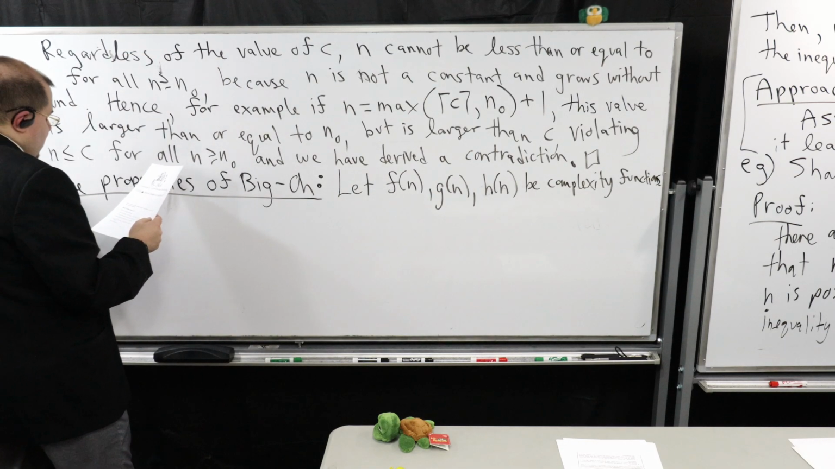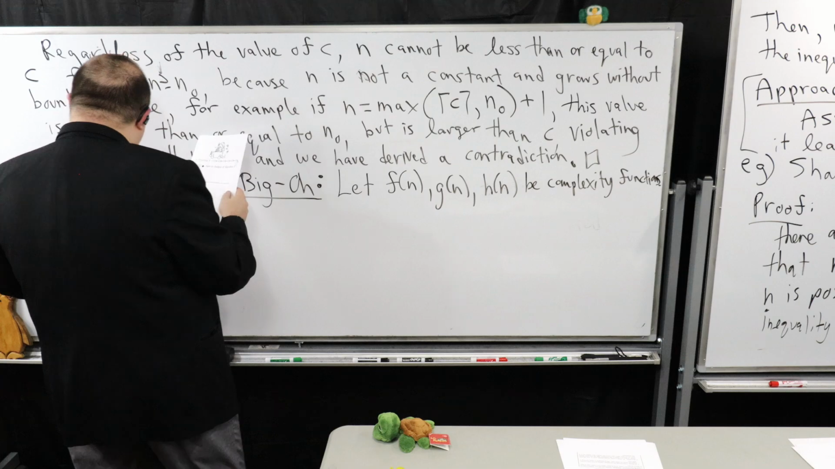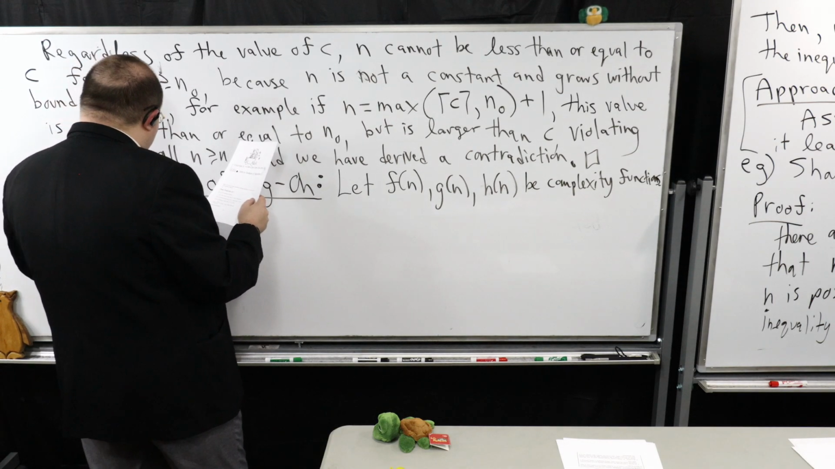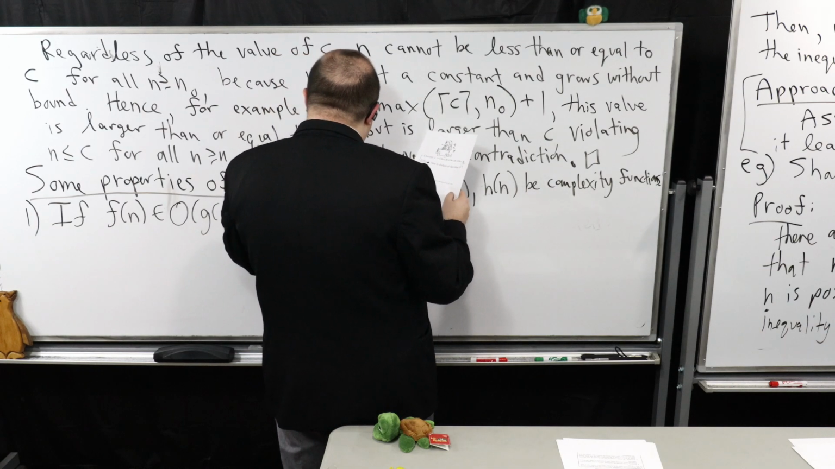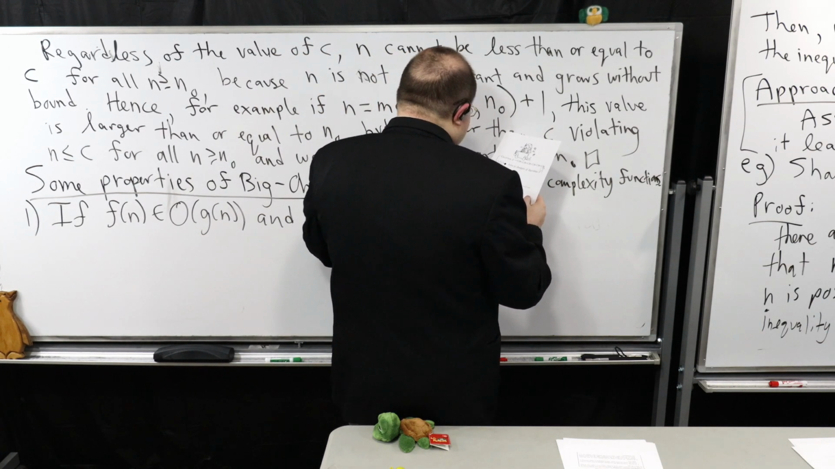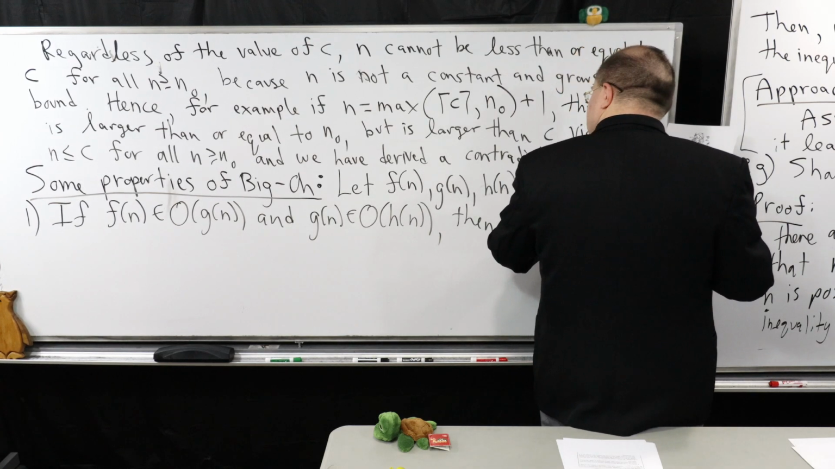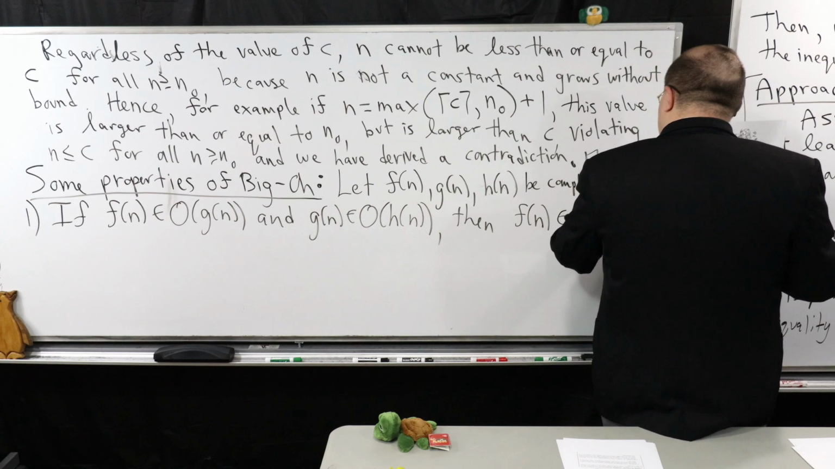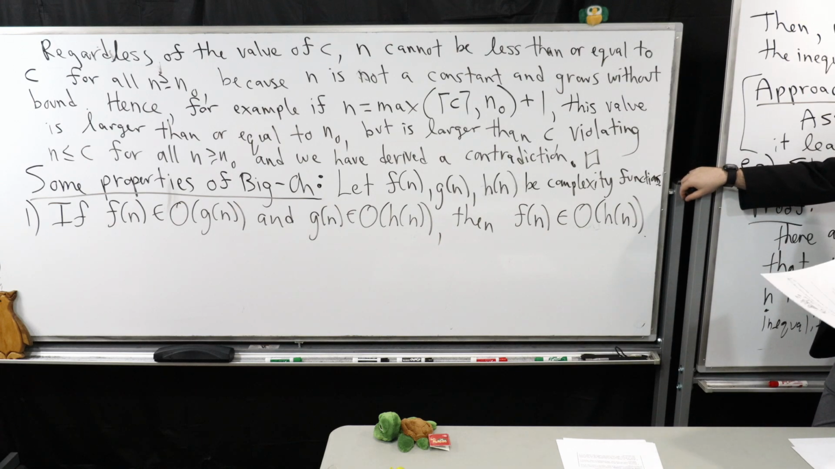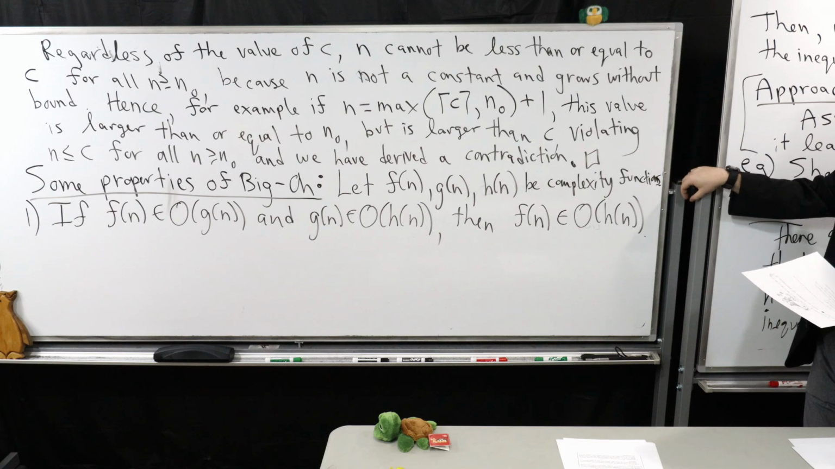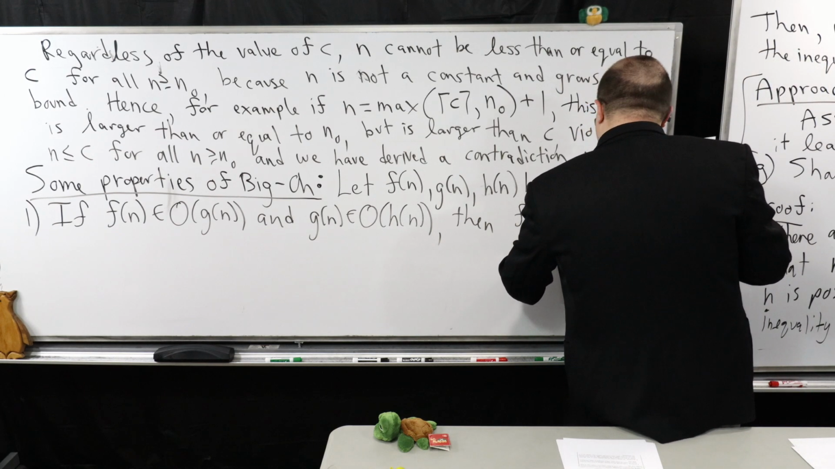So the first property that I want you to be aware of is the so-called transitive property. You might have heard of this if you're working on your homework. If f is big O of g and g is big O of h, then f is big O of h. Notice I'm just using this notation because it saves me a little bit of time. All it's saying is, if f is big O of g and g is big O of h, then f is big O of h. This is what we would call the transitive property, or its transitivity.